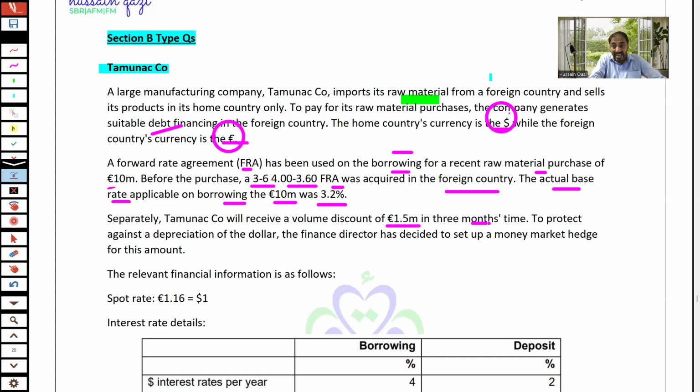Okay. And to protect against depreciation in dollars, the finance director... so, protect against depreciation in the local currency. Here the local currency is dollar and 1.5 million euro foreign currency is expected to receive. So there is a risk of depreciation of the local currency, that is dollar. The finance director has decided to make a money market hedge for this amount. So you need to read carefully. You will have enough time to plan your answer accordingly.